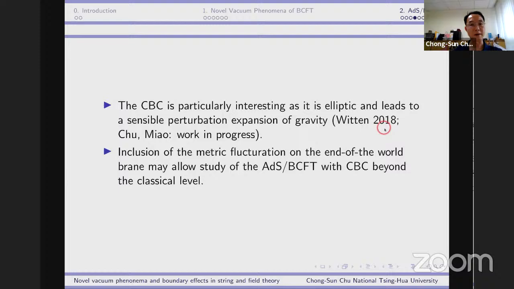Witten in 2018, it's not something new in his paper. He also said that there's a lot of work in the math literature already talking about how one does perturbation of gravity, metric perturbation, for different boundary conditions imposed on the theory. So in particular, Witten in his paper summarized the fact that Dirichlet boundary condition is usually problematic. The CBC, on the other hand, conformal boundary condition, is elliptic. Elliptic means it leads to a sensible perturbation theory for the metric perturbation. It doesn't mean you have a quantum gravity.